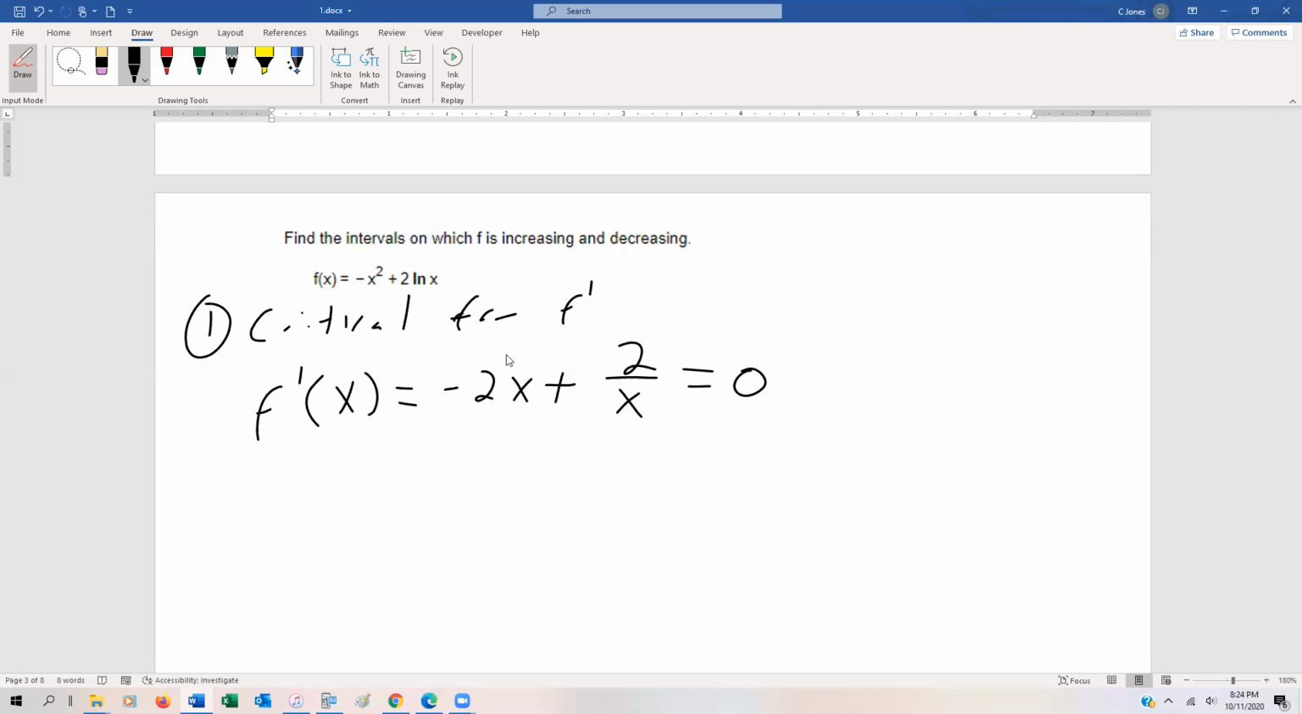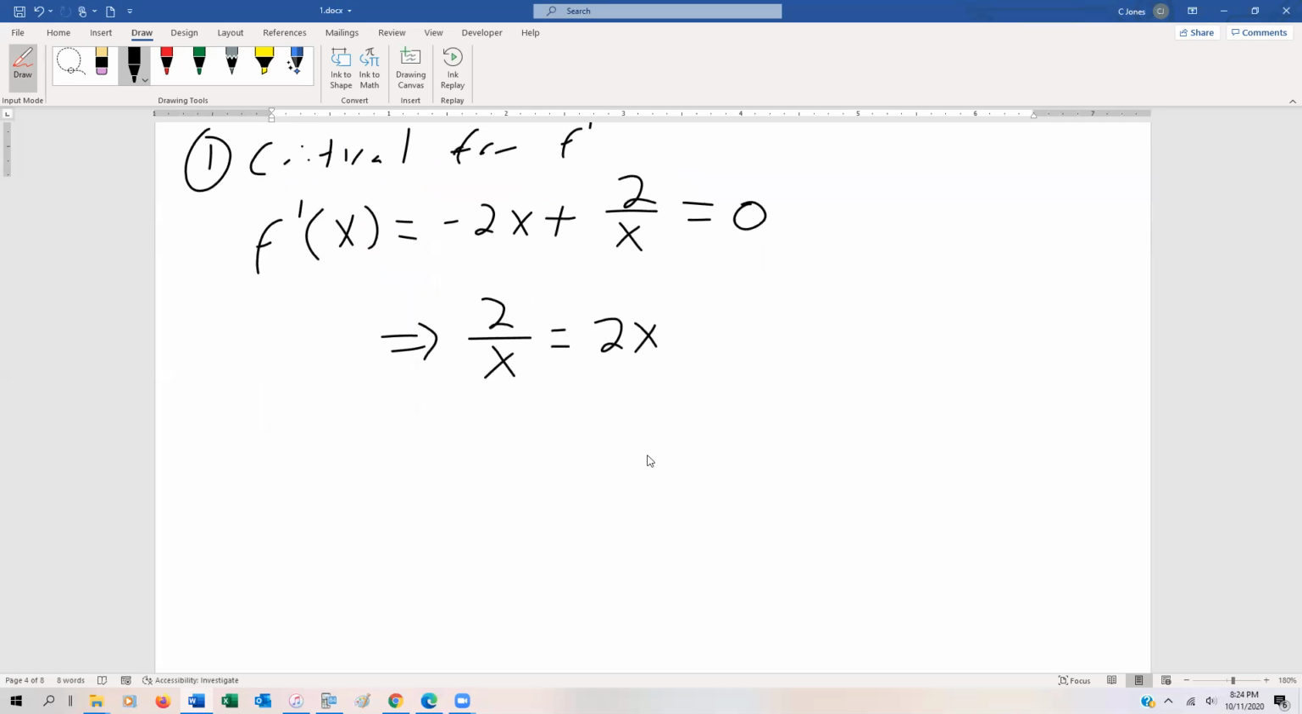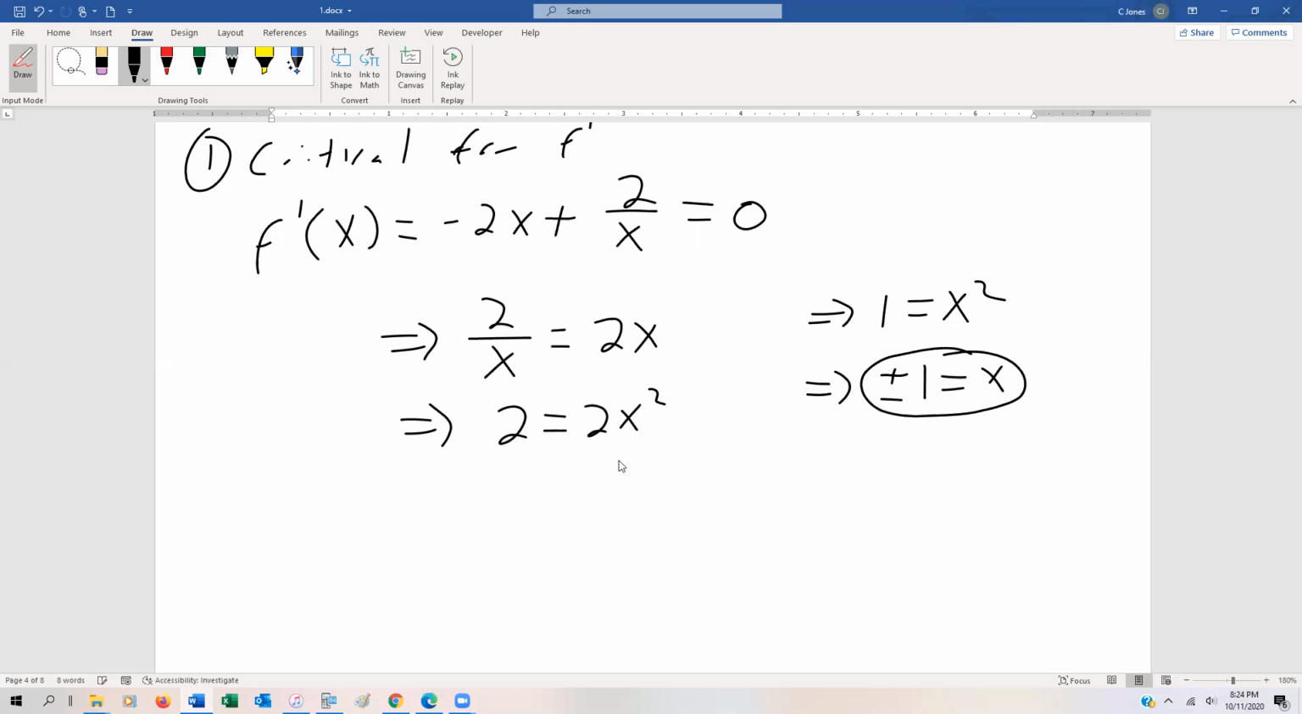And remember, we're going to set that equal to 0. Next thing we're going to do is solve. So let's add 2x to both sides. We get 2 over x equal to 2x. We can multiply both sides by x, and so we get 2 equals 2x squared. We can divide by 2, so that means 1 is equal to x squared. And then the two critical values are plus or minus 1 for x.